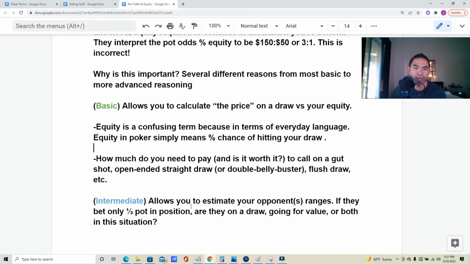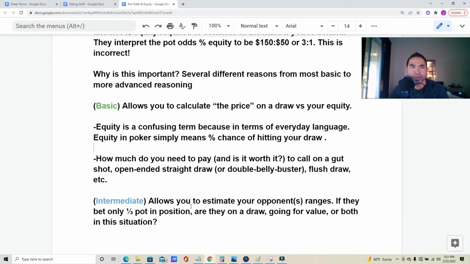If they only bet 1/3 pot in position, are they on a draw, going for value, or both in the situation? And are they only doing this in position? So either on a conscious level or, better for us, on a subconscious level, if they're always betting 1/3 pot in position, what are they doing out of position with the same type of hands that they have?